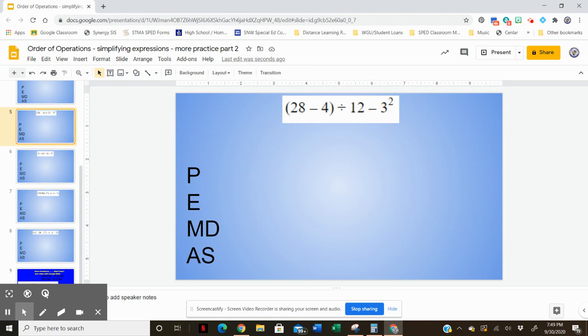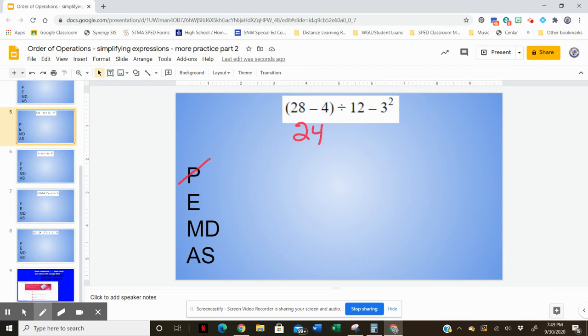All right, so let's take a look here at our next problem. This would have been our 4th problem on our homework from yesterday. We're going to follow those steps and go through them. I want you to check your homework and compare it to this video, slow it down. You can see how you did the steps and where you may have made a mistake. But we're starting with our parentheses. We have P, and it's 28 minus 4. We know that that is 24. Since I solved it, I no longer need parentheses. And I don't see any other sets of parentheses, so I'm going to mark that off.